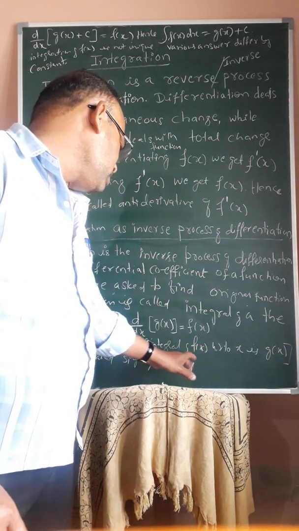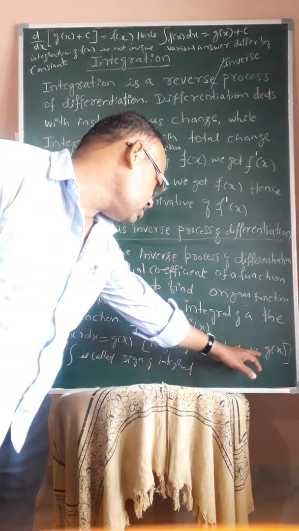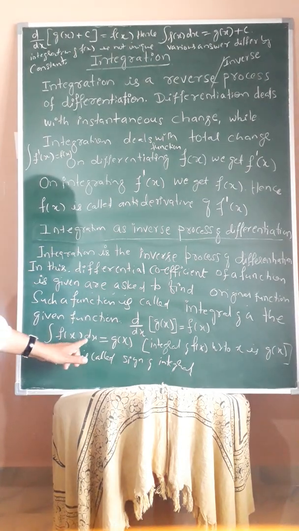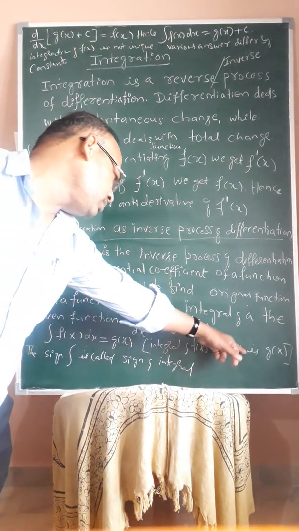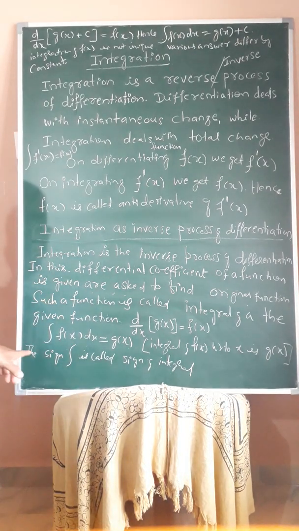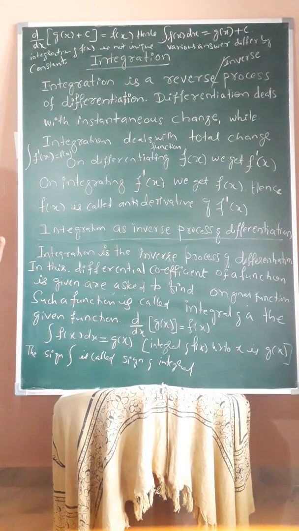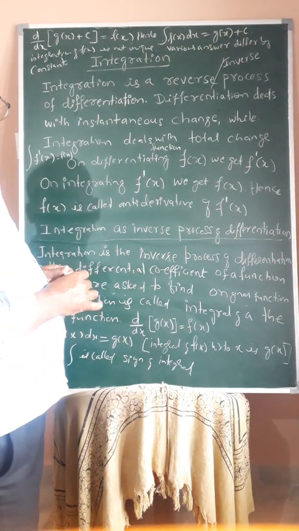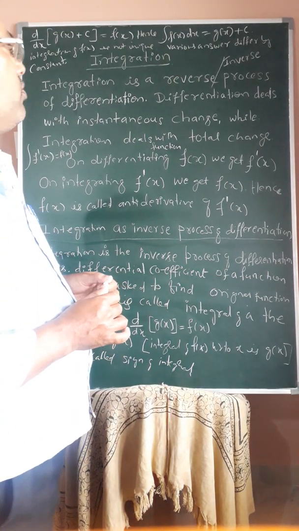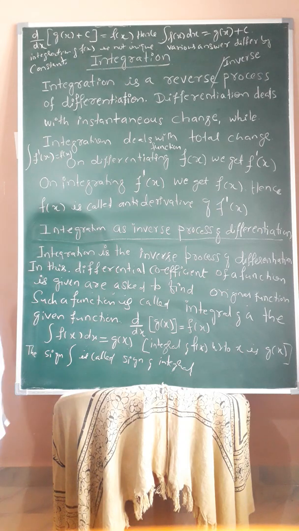The integral of f of x, with this notation, is read as integral of f of x with respect to x is g of x. Integral means this symbol. Integral of f of x dx, where dx means with respect to x, is g of x. This sign is called the sign of integral. So what we understood here is that we are given the derivative of the function and we have to find the original function by integrating that derivative.